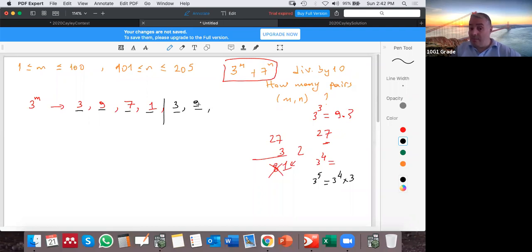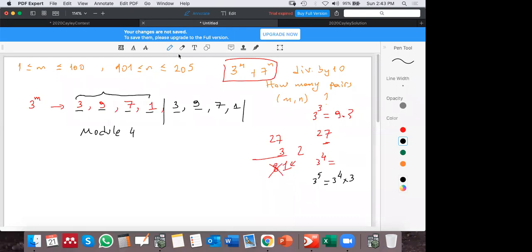Let's continue. 3 times 9 is 27, which is 7. And then one more, which is 3 to the power of 8. It will be 3 times 7, 21, which is 1. So what I see is a pattern. I see a cycle. Something is repeating itself. For every 4 terms, the 5th one is directly equal to the first one, and the 6th one is equal to the second one. This is called modulo. Have you heard about modulo 4?